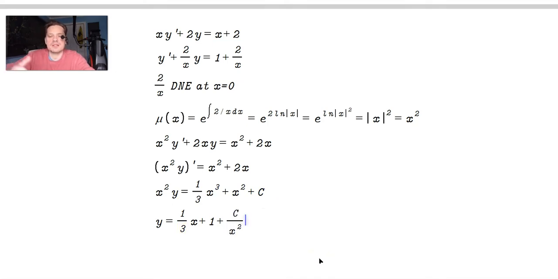And now we stop for a second. This is our general solution. It contains c, so this represents every possible solution depending on the value of c. So can we solve something like this? y of 0 equals 1. Can we solve that? Well, we try it.